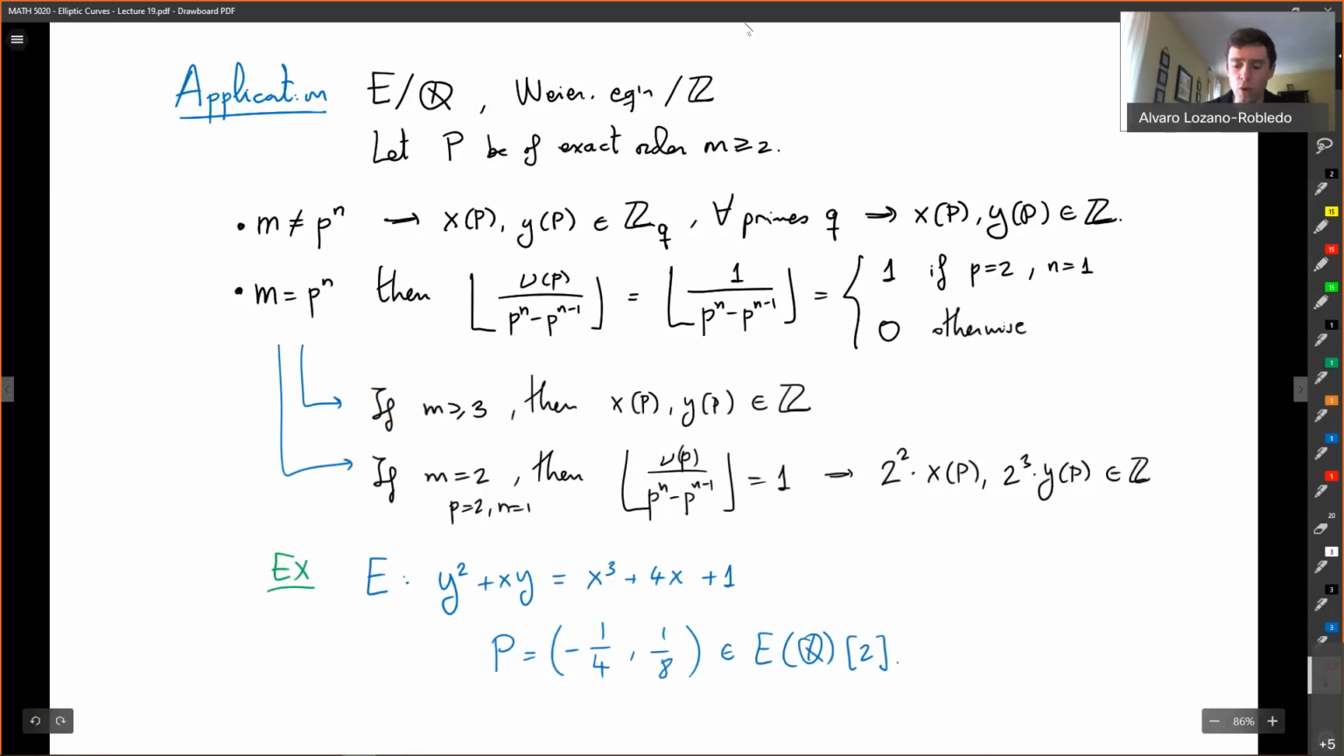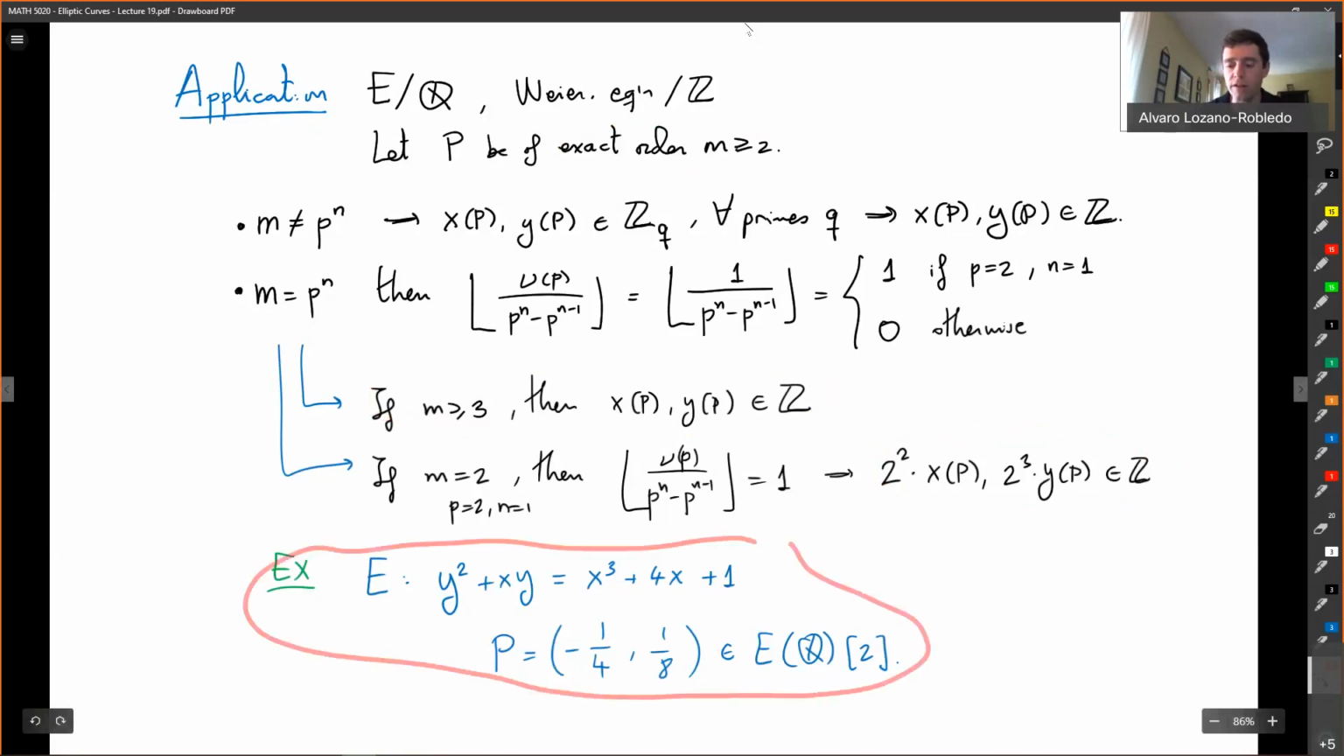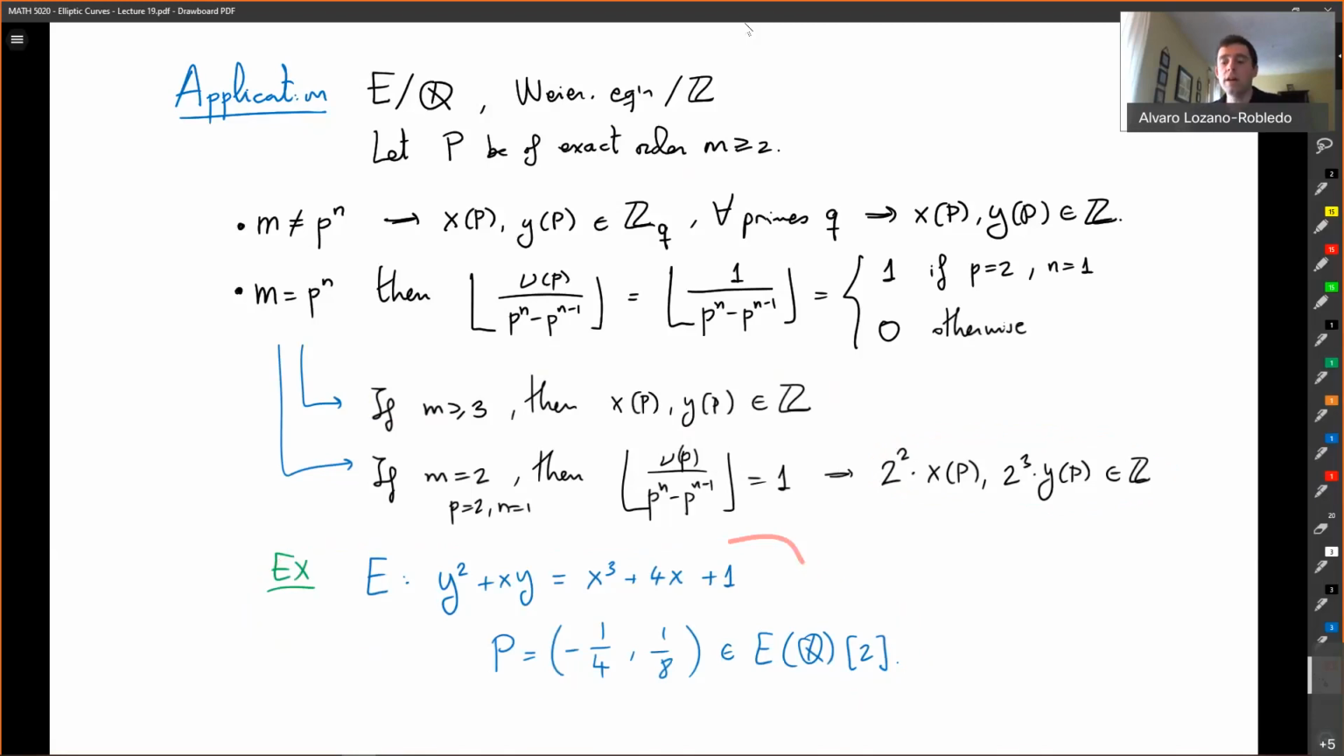This is sort of weird. This doesn't happen often. So in most cases, all the torsion is defined over the integers, but you have to be careful that there might be at least one point defined over actual Q.